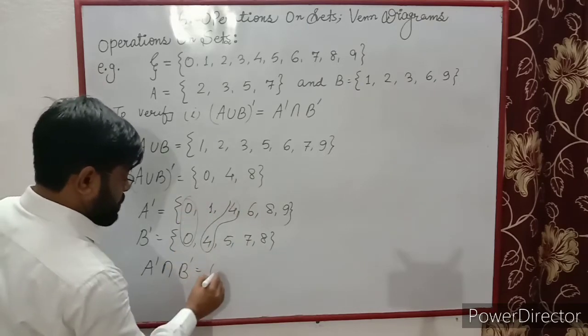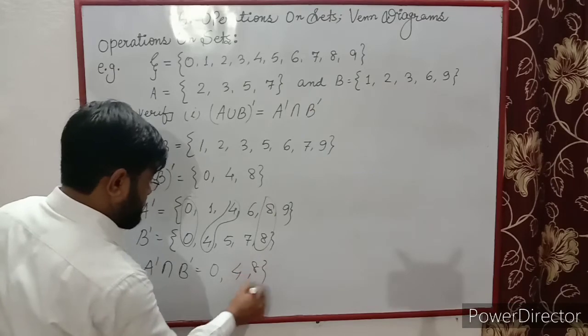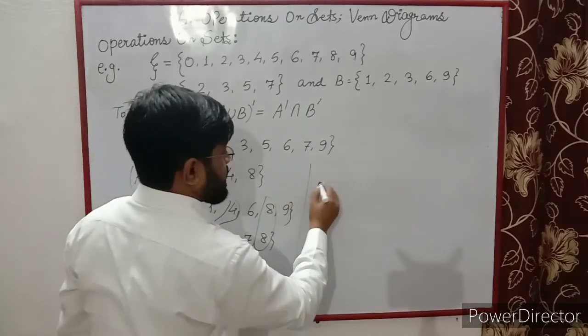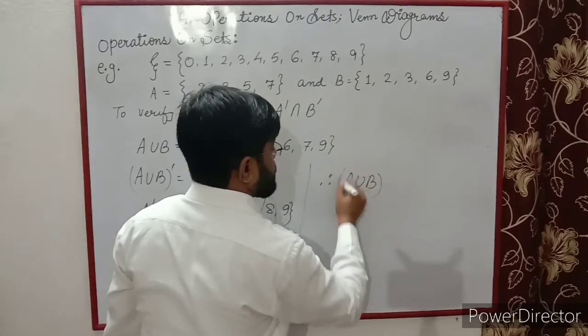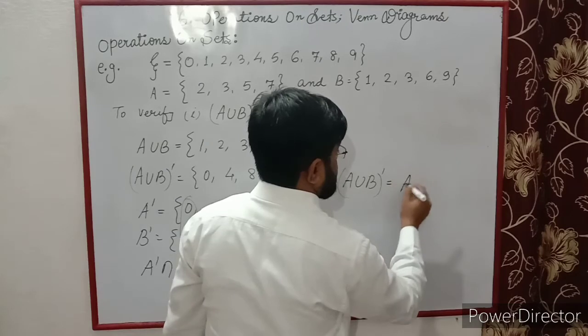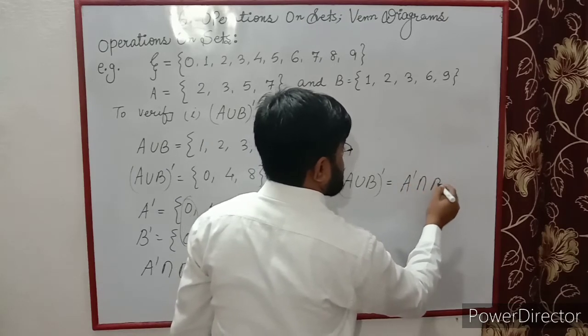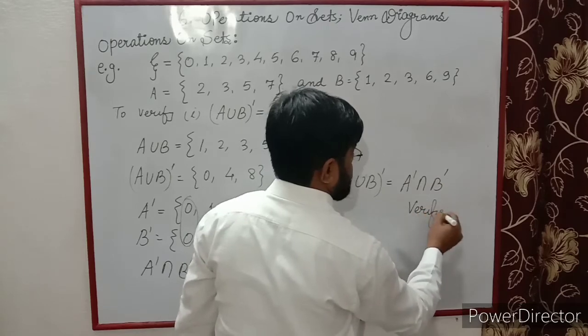Now the complement of set A intersection the complement of set B, having common elements 0, 4 and 8. So we can say that, therefore, the complement of A union B is equal to the complement of A intersection the complement of B. Verified.